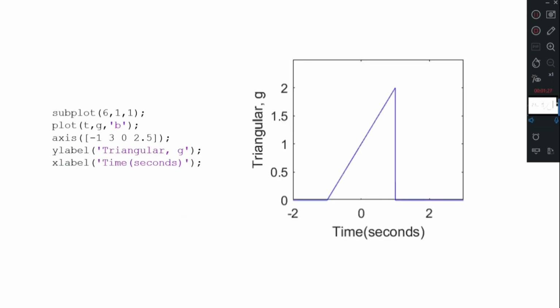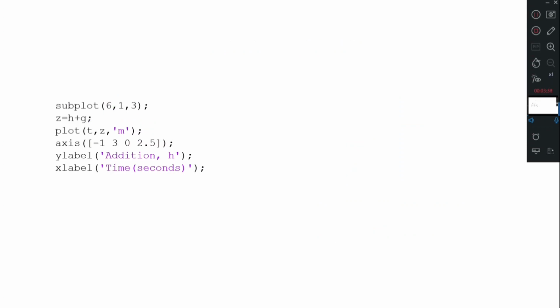So the first line, subplot 611. Next line, we use the plot function t, g. And next is axis -1, 3, 0, and 2.5. Next two lines are the ylabel and xlabel functions. Therefore, a triangular graph as shown with all these elements inserted will be produced. Then, we plot the rectangular graph the same way.